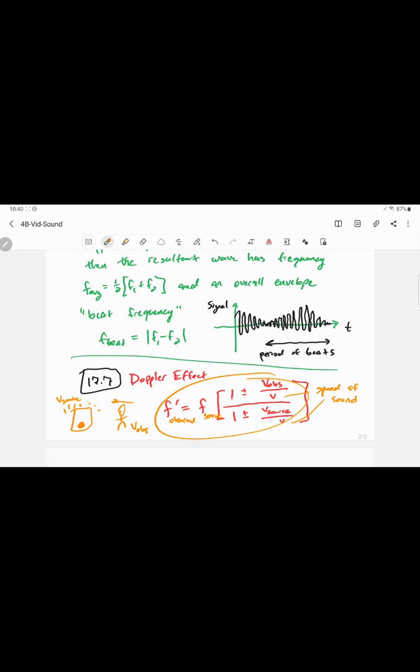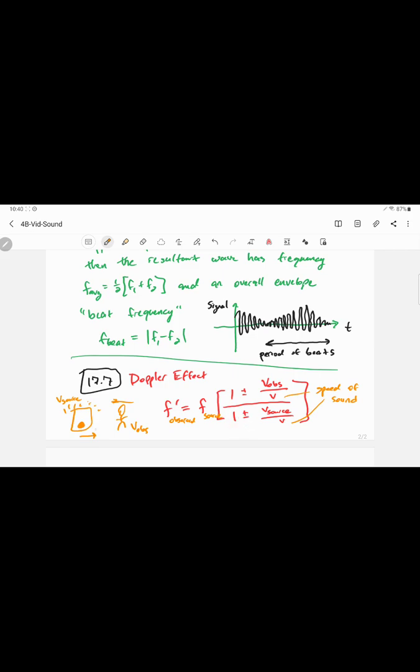And the hardest part of using this formula is deciding whether you're going to choose the plus or the minus sign in the numerator and the denominator. And the decision of whether you choose the plus or the minus, I guess I could quickly sum it up. You know that whenever one object is moving towards the other one, F prime is bigger than F. So whenever the observer is going towards the source or the source is going towards the observer, that tends to make this bigger than this. So that would be a plus on the numerator or a minus on the denominator, right? Those two choices of sign would increase the fraction.